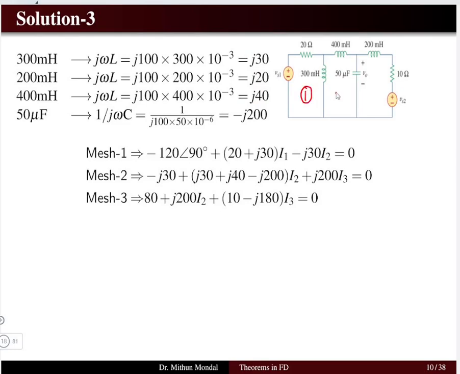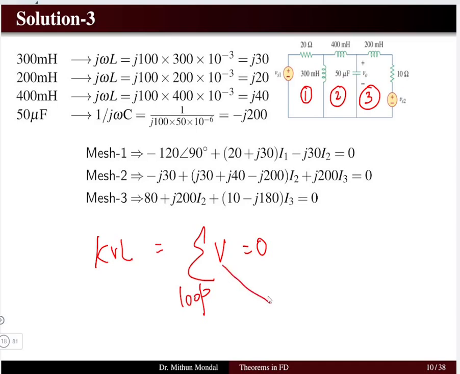We have mesh 1, mesh 2 and mesh 3, which are the independent loops in the circuit. Now we can write the KVL equation. So the KVL equation says that the algebraic sum of the voltages in a closed loop is basically 0. Now these voltages can be represented in the form of Ohm's law, so we will be having the current multiplied with the impedance Z.